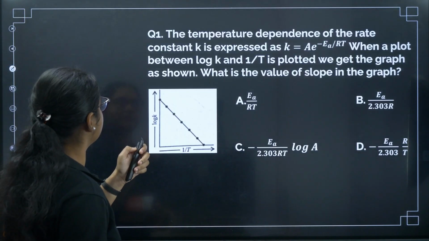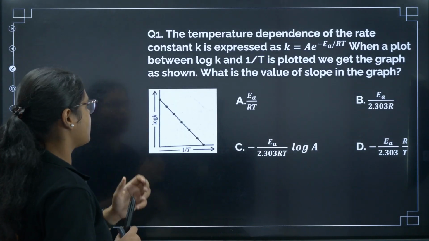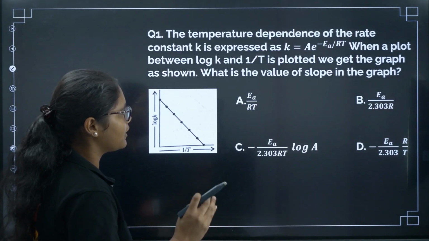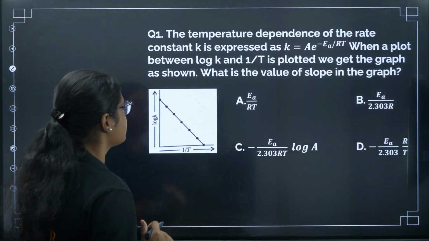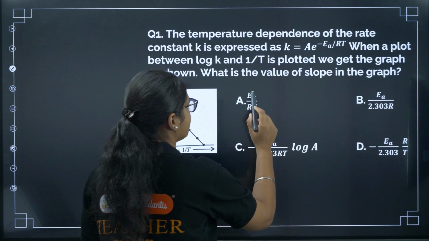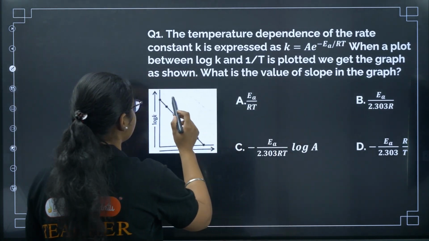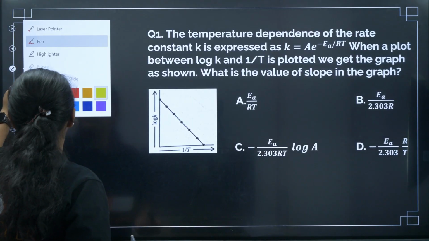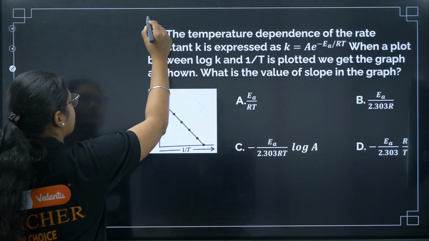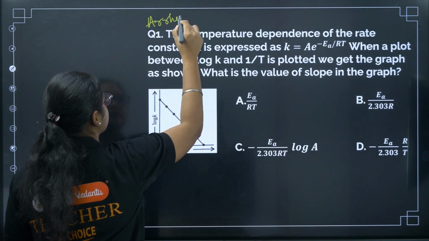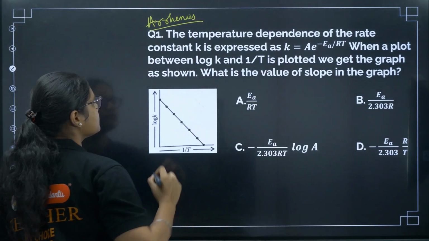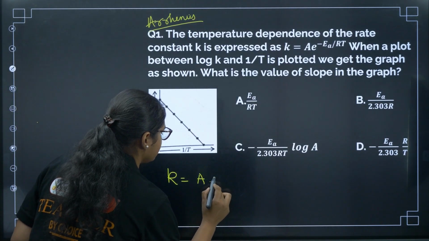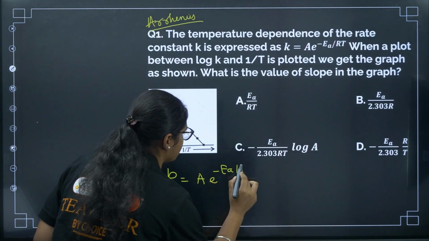So the first question is, the temperature dependence of the rate constant K is expressed as K is equal to A into e to the power of minus Ea by RT. When a plot between log K and 1 by T is plotted, we get the graph as shown. What is the value of slope in the graph? Okay, so this is a very important question from which topic? That is your Arrhenius equation. Okay, so if you see here, we have this equation K is equal to A into e to the power of minus Ea by RT, right?